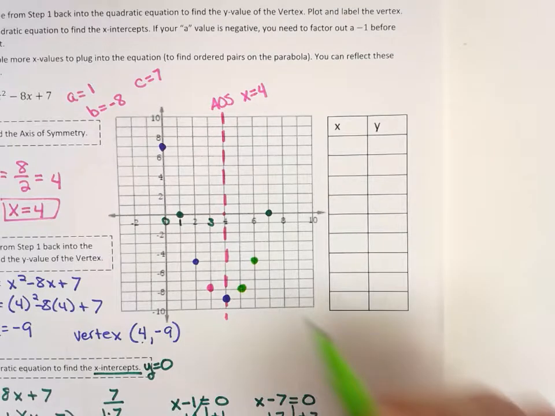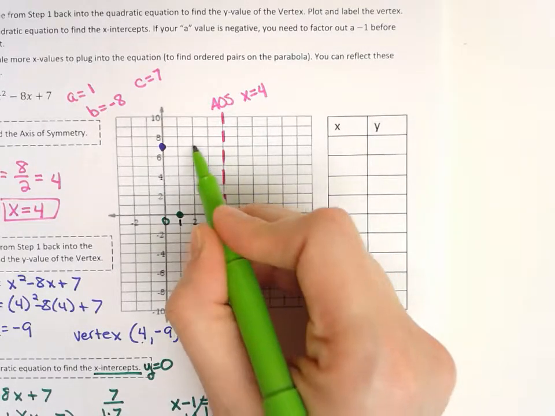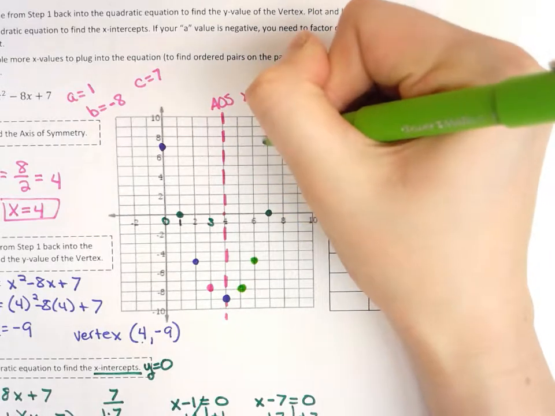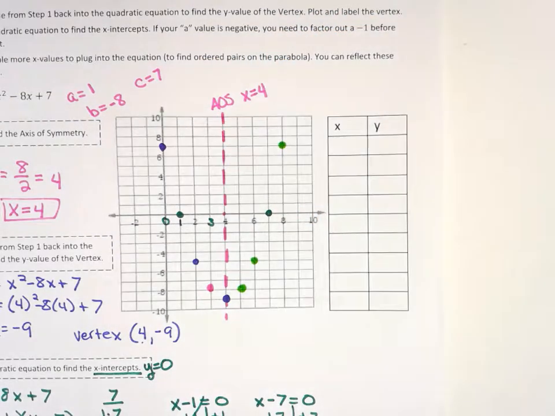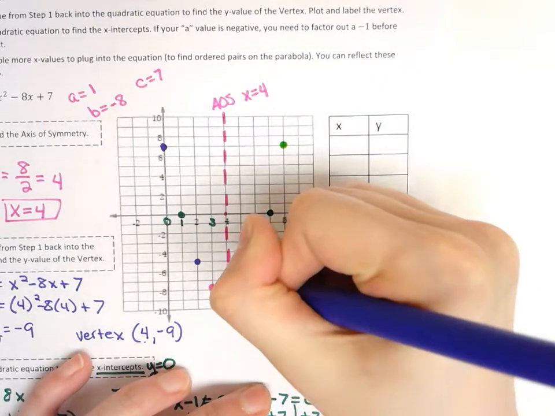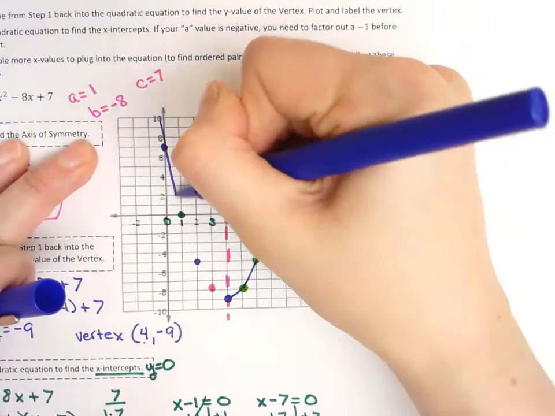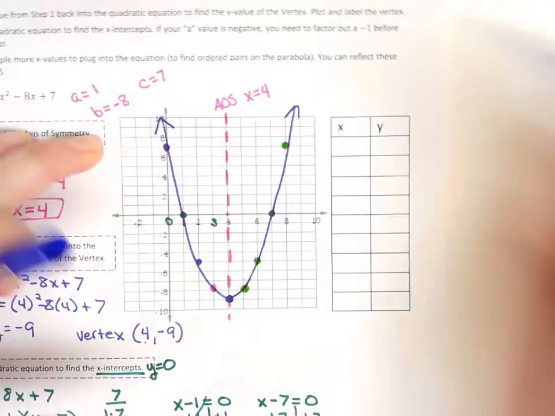So let's go ahead and go up here and do one more. That point was 1, 2, 3, 4 to the left, so I'm going to go 1, 2, 3, 4 to the right. Now I've got my quadratic, and I'm going to connect my points with a curved line. It's kind of hard to do that. Yours might not be as straight, but that's all right.